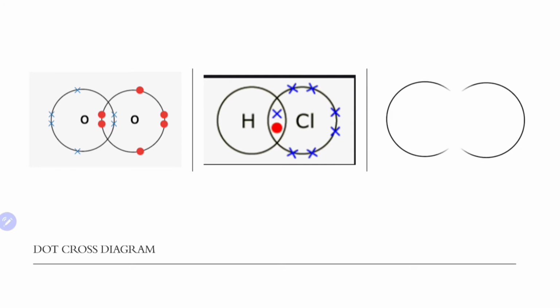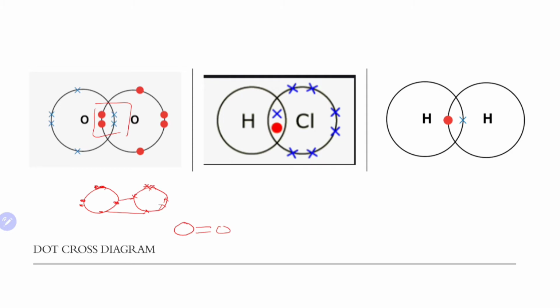This is some example of the dot cross diagram. Oxygen, O2, O with 6. So this one joins together to be double. So we can draw in line like this, double bond. For HCl, for H, like this, only one pair, single bond.